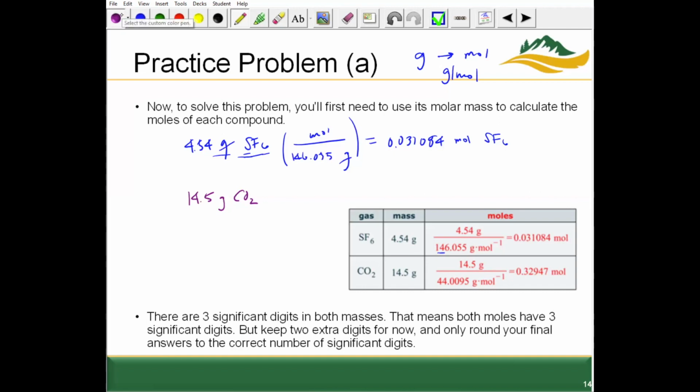Then for carbon dioxide, we look up the mass for carbon. Then for oxygen, multiply that by 2. That molar mass comes out to 44.0095 grams per mole. To orient this correctly, we will put grams in the denominator, moles in the numerator. This mole amount comes out to 0.32947 moles of CO2. So now we took the gram amounts, we have mole amounts.